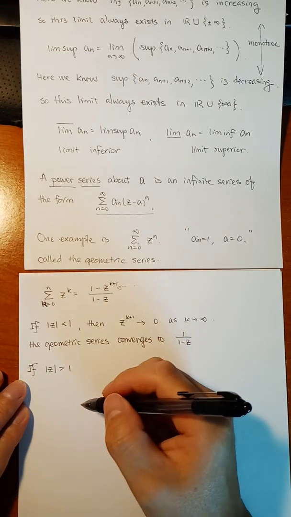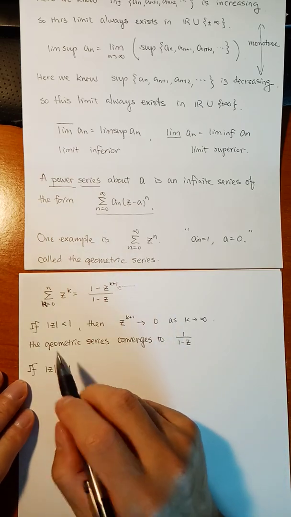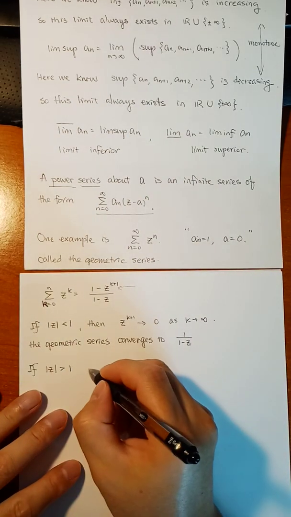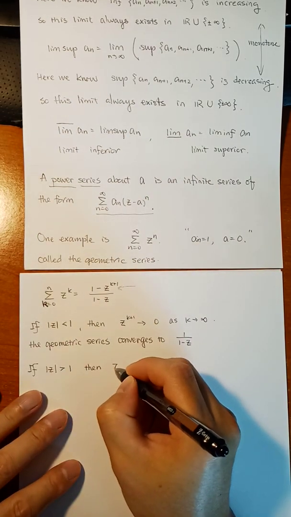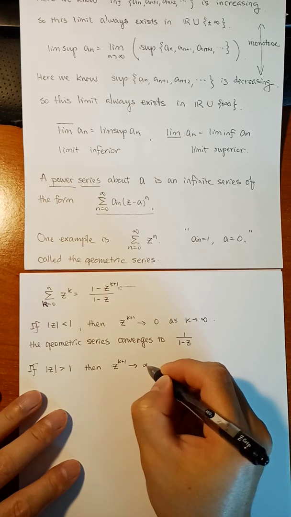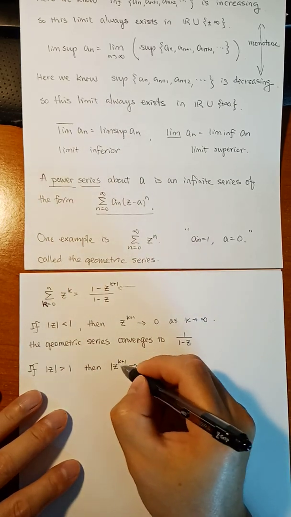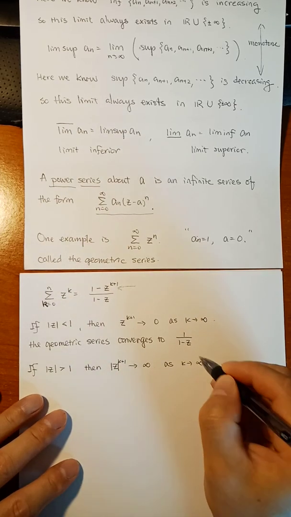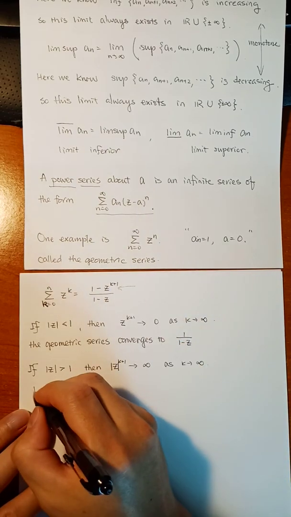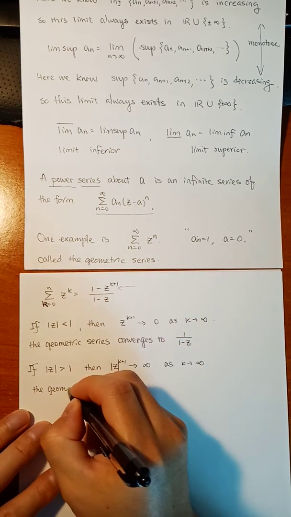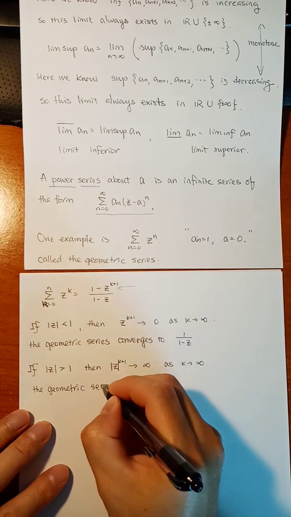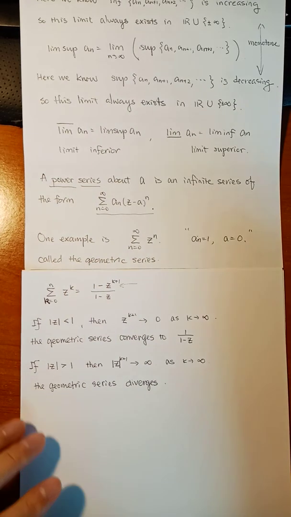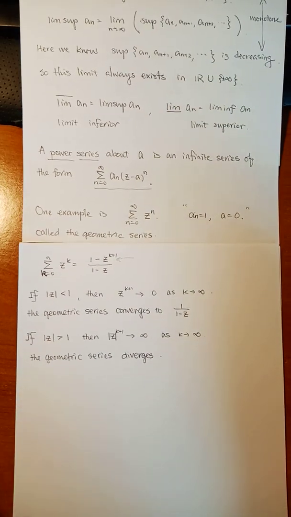And if it's greater than 1, then this limit will blow out, right? This will approach infinity. Actually, the absolute value will approach infinity as k approaches infinity. So the geometric series diverges.